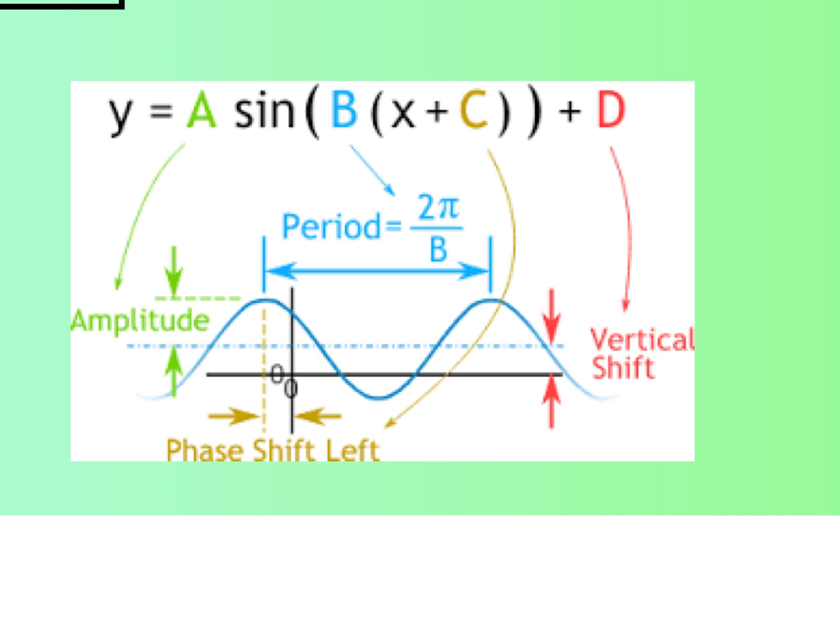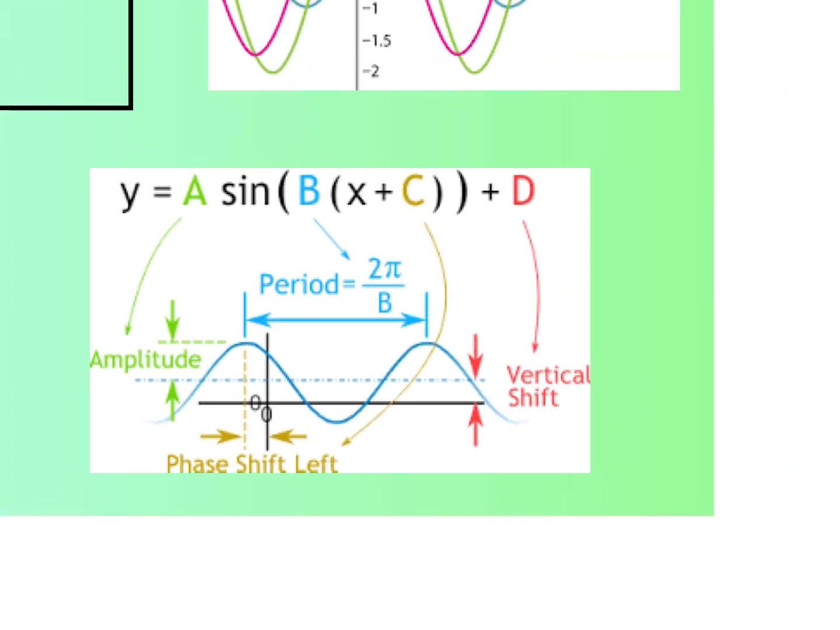The phase shift. And they wanted you to shift it left in this problem. We often shift it to the right, but either way it can work. And the D is the vertical shift. Are all of those making sense to you? Okay, good. Let's go to the next page.